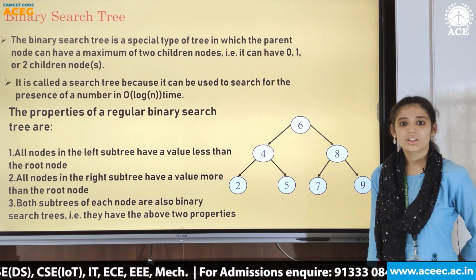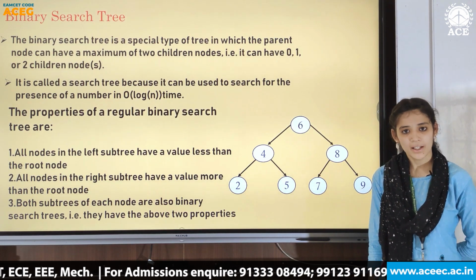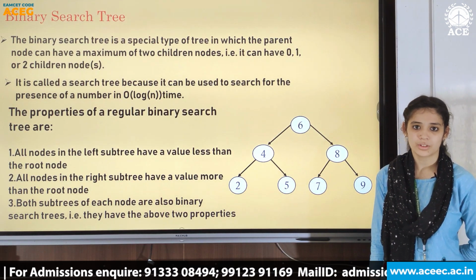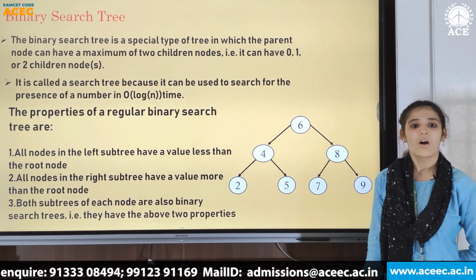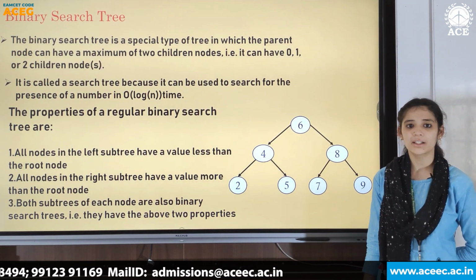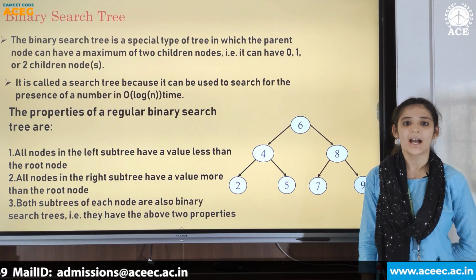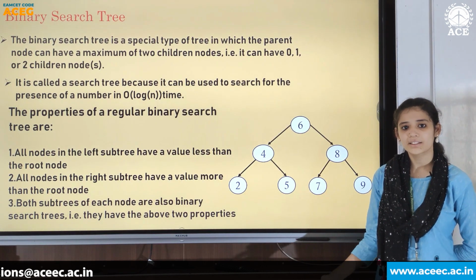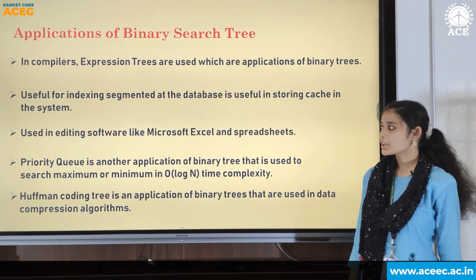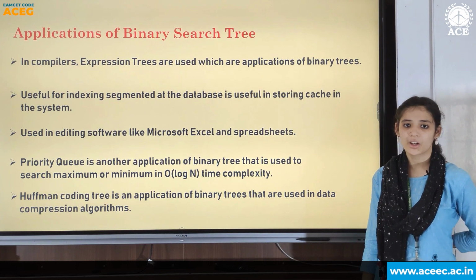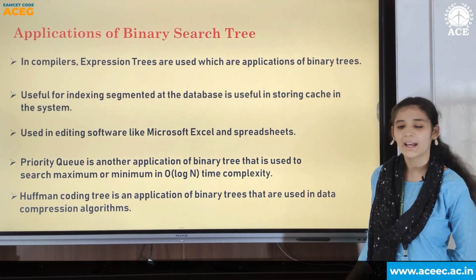A binary search tree is a special type of tree in which each parent node can have a maximum of 2 nodes. Properties of binary search tree. All the elements less than the root element are inserted towards the left side of the tree, and those greater than the root element are inserted towards the right side of the tree. Trees are used in compilers, indexing, priority queue, Huffman coding trees, etc.